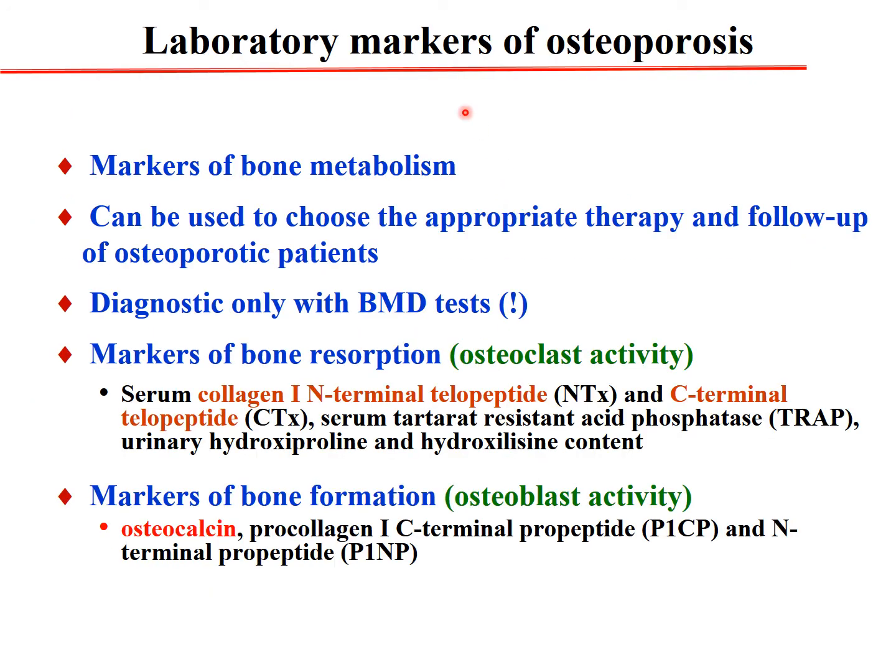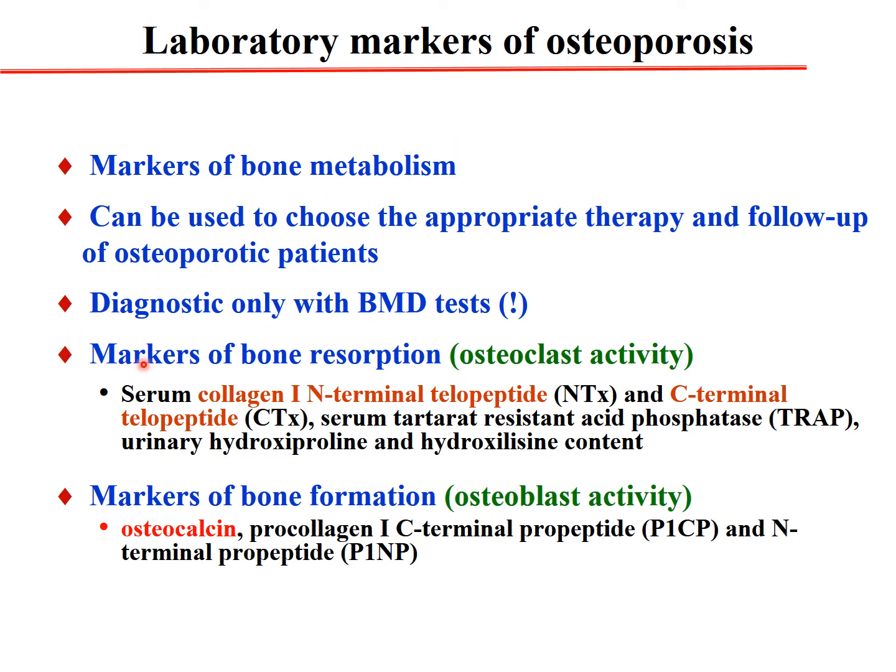Now, what can be the laboratory markers of osteoporosis? First of all, when we see that the bone mass is decreased, we can use the markers of bone metabolism. If we choose the right markers, we can see which is the altered part, whether bone formation or bone resorption is accelerated. This is why diagnosis with bone mass density alone is not enough. So together we have to make this decision.